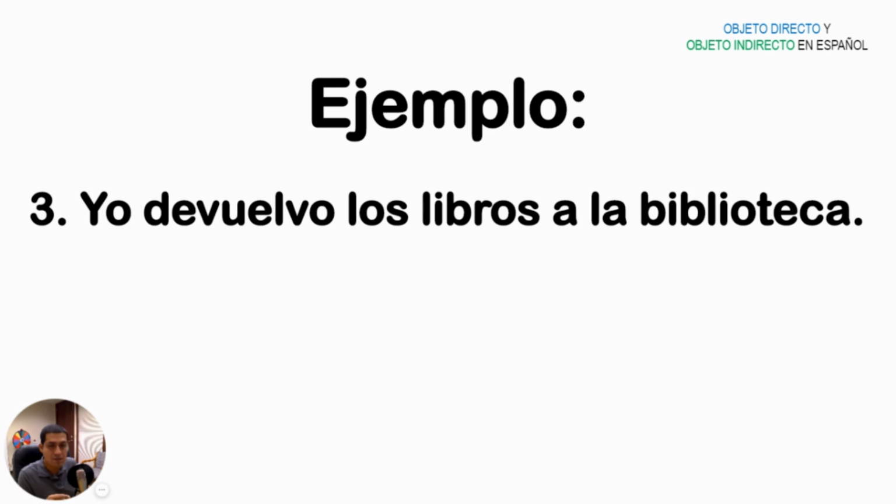So I return the books to the library, is what we are saying here. The direct object will be los libros. And this sentence doesn't have an indirect object because a la biblioteca is not a person. La biblioteca is not a persona. La biblioteca is a place. So a la biblioteca is answering the question a dónde, to where. So this doesn't qualify for a direct or an indirect object.